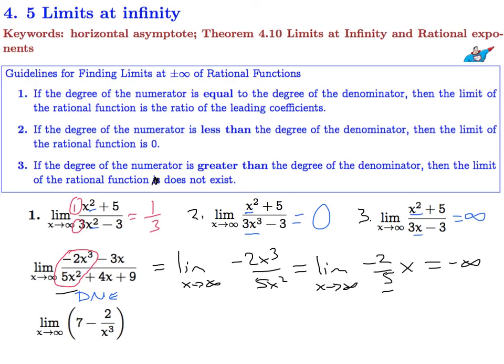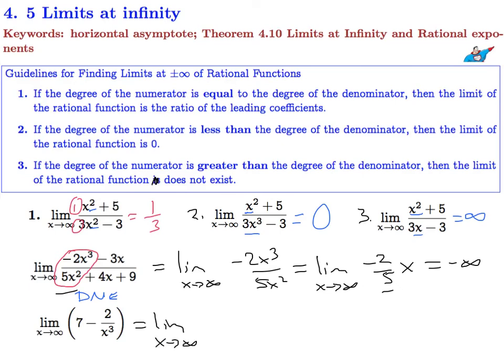I know I said one example, but I could never count very well, so here's one more example. We want to compute the limit as x approaches infinity of the quantity 7 minus 2 over x cubed. Well, there's two different ways to do this, but the easiest way is just to think about what the limits are going to be separately.